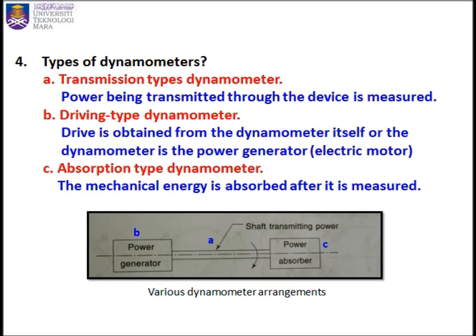Okay, so here is another slide for types of dynamometers. As we discussed before, for transmission type dynamometers, the power being transmitted to the device is measured. Next, driving type dynamometers: drive is obtained from the dynamometer itself, or the dynamometer is the power generator. And C is the absorption type. The mechanical energy is absorbed after it is measured.